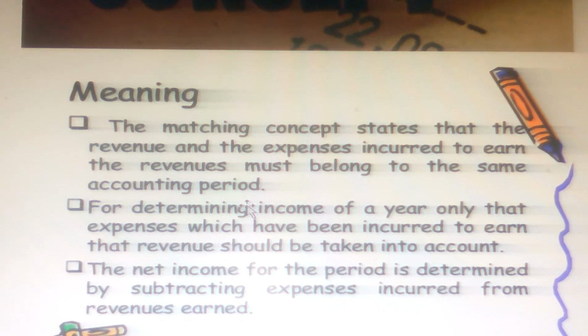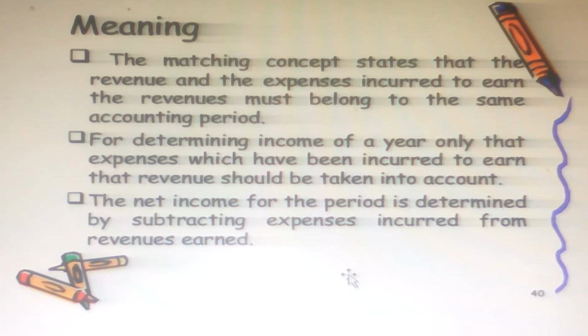Correct. For determining the income of a year, only those expenses which have been incurred to earn that revenue should be taken into account. So the net income for the period is determined by subtracting expenses incurred from revenues earned. Correct. That's why income is equal to revenue minus expenses for the particular accounting period, related to that period. That's why it is called the matching concept. Matching the relativity of the particular year. It's a matching concept. Correct?